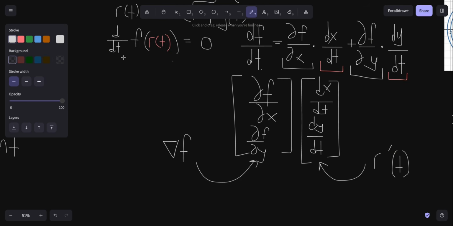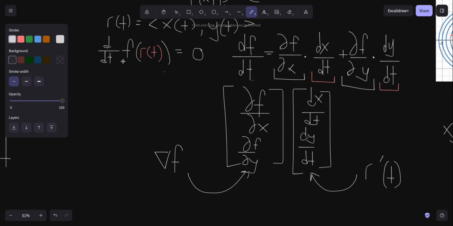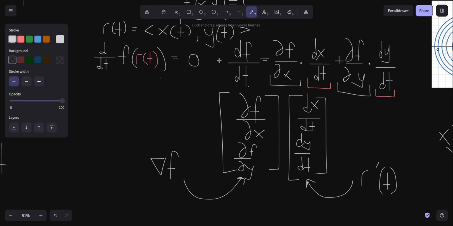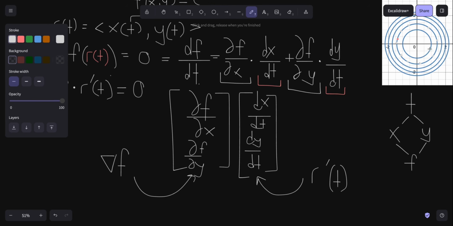So essentially, when we take the derivative of f of r of t, which is the same thing as df dt, what we're really saying is that this is just going to be the dot product between the gradient vector and r prime of t. And we know that this overall change is going to be equal to 0 because we're staying on a level curve.